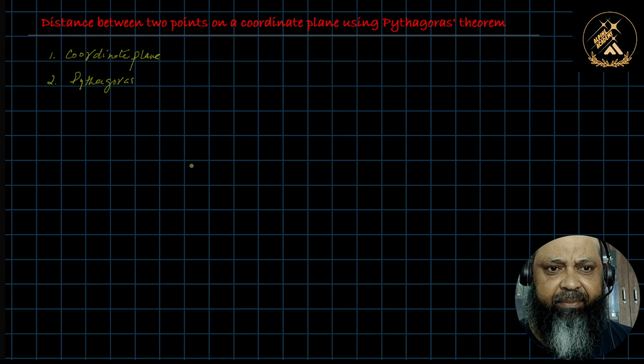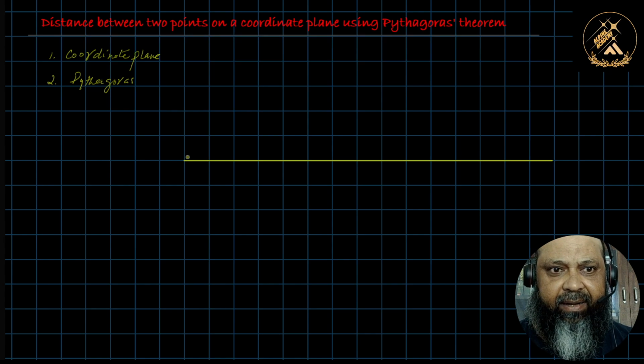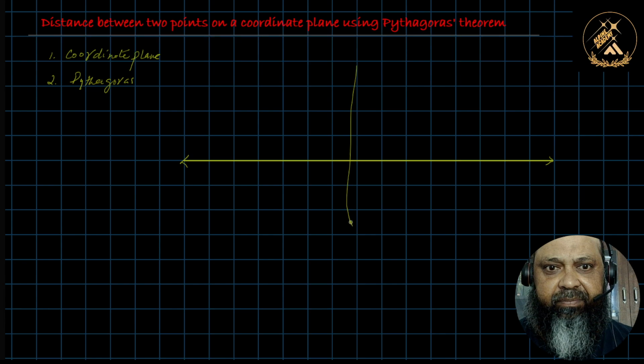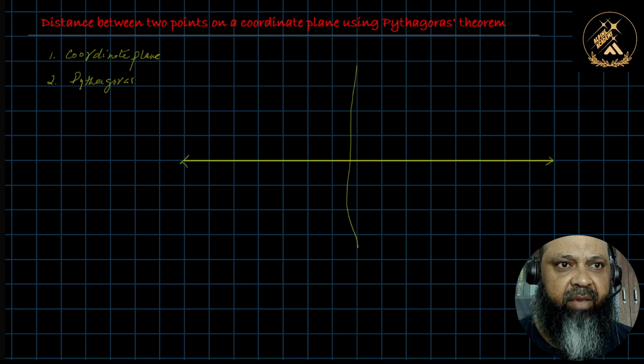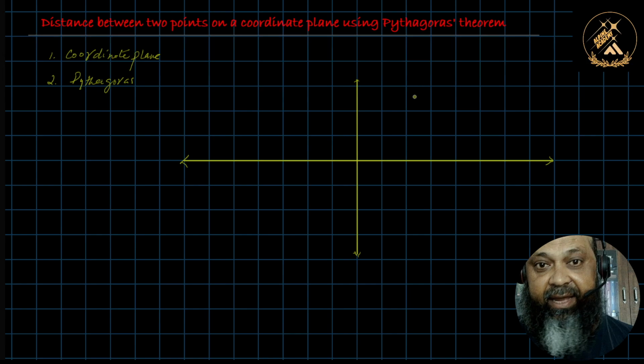Let's take, for example, this plane which you can see over here. Here I am creating an axis, which is called the x-axis, and the other axis I'm creating over here is the y-axis. The whole plane is divided into four portions, which are known as quadrants.